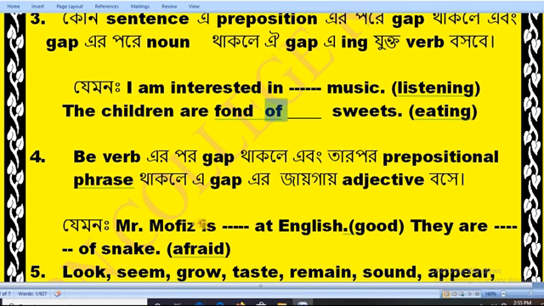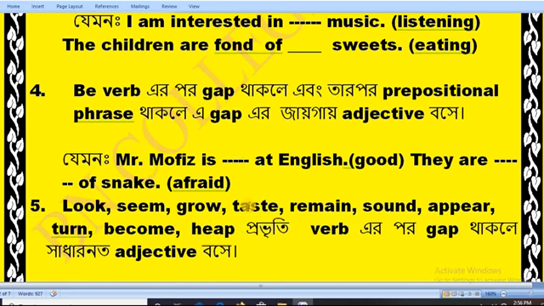Be verb. After a be verb, if you see a gap, and after the gap there is a preposition, that means you have to understand that it will be the prepositional phrase. Do you know prepositional phrase? The phrases which have a preposition, that is called a prepositional phrase. A lot of, in lieu of, in a state of, right? Suppose good at, expert, right? They are afraid of snake. Here, afraid of is the prepositional phrase.